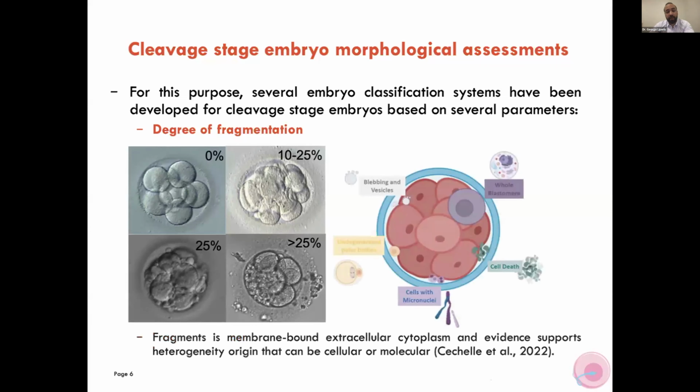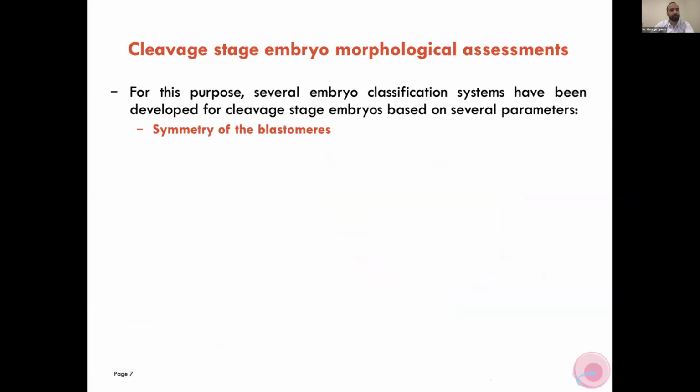And the fragments are membrane-bound extracellular cytoplasm, and the evidence suggests that there is a heterogeneity in terms of their origin. It can sometimes be cellular origin, it can sometimes be molecular. It can be caused by undergenerated polar bodies. It can be cells with micronuclei. It can be caused by cell death. Sometimes it could be whole blastomeres. Sometimes it can be blebbings and vesicles.